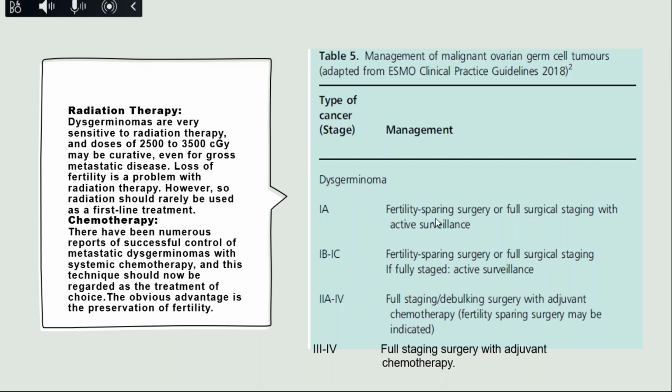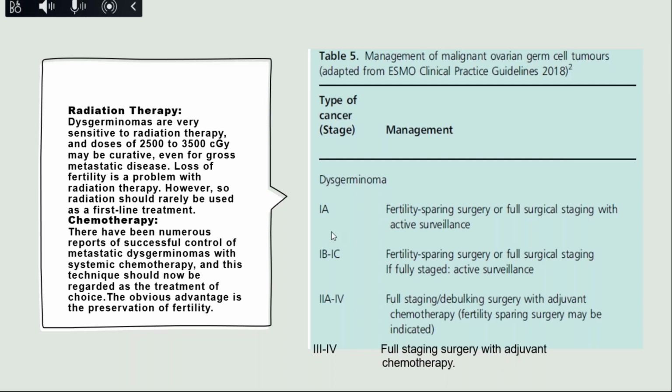So in 1A, fertility sparing surgery or full surgical staging with active surveillance. And what is active surveillance? We will come to it shortly. And in 1B to 1C, the fertility sparing surgery can be done or full surgical staging. If fully staged, we have to do the active surveillance. 2A to 4, we can go for full staging debulking surgery with adjuvant chemotherapy. And for 3 to 4 specifically, we have to go for the full staging surgery with adjuvant chemotherapy.